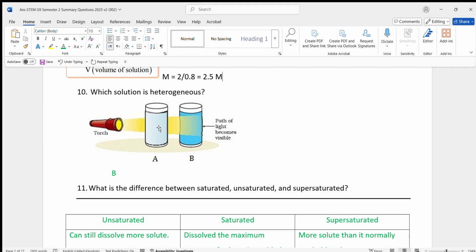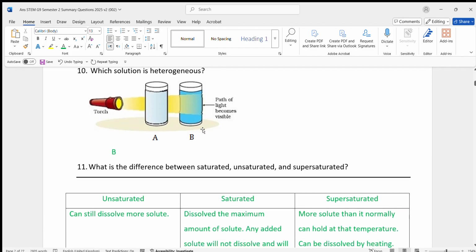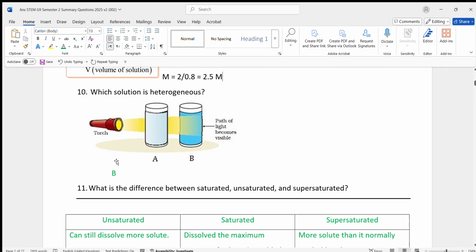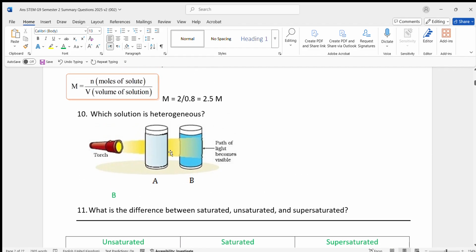If you see beaker A here, it likely contains a true solution, for example salt water, where the particles are too small to scatter light, so the path of the light is not visible. Beaker B contains a colloid or suspension like milky or muddy water, where the particles are large enough to scatter light, making the light path visible. So our answer definitely is B, which is our heterogeneous solution.